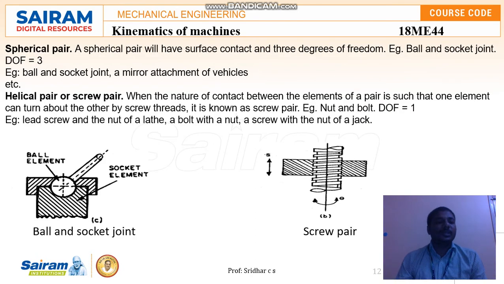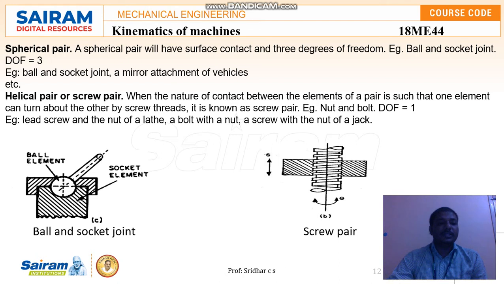Next we will talk about the spherical pair and the helical pair. A spherical pair has a surface contact, and it has 3 degrees of freedom. Even a lower pair has only surface contact, but it produces only 1 degree of freedom. For the spherical pair, the contact between the elements is only surface contact, but it can produce 3 degrees of freedom. The best example is the ball and socket joint.